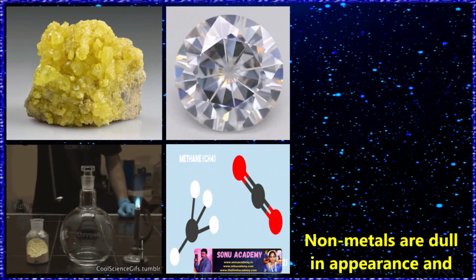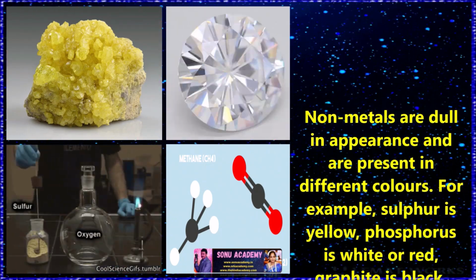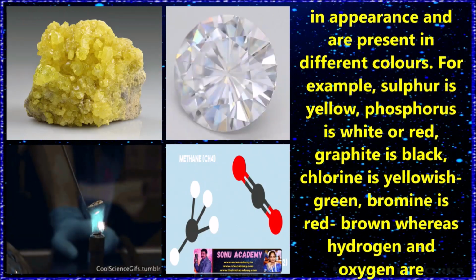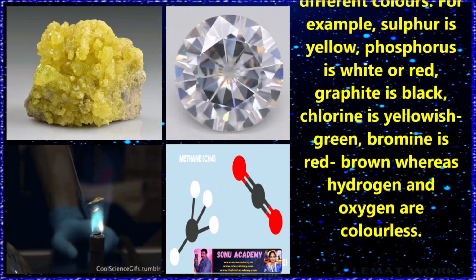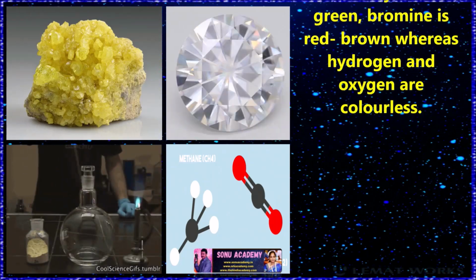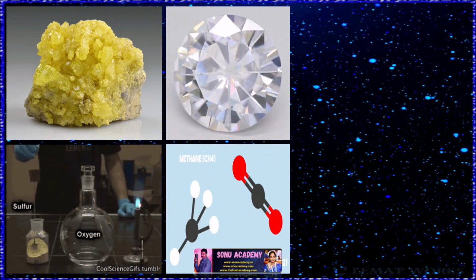Children, let us see the appearance of non-metals. Non-metals are dull in appearance and they are present in different colors. For example, sulfur is yellow, phosphorus is white or red, graphite is black, chlorine is yellowish green, bromine is red brown, whereas hydrogen and oxygen are colorless.